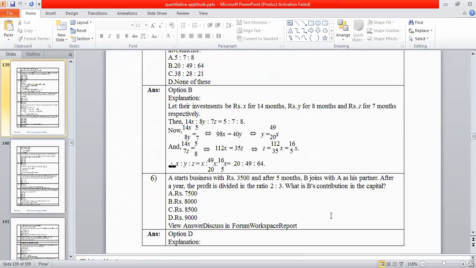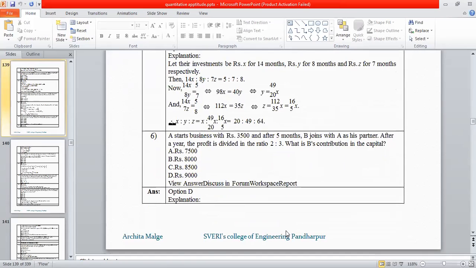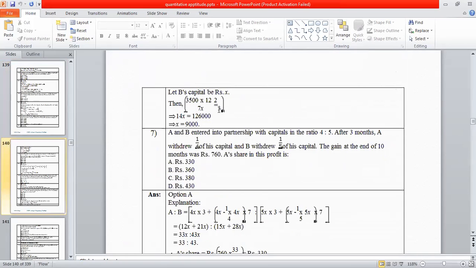Look at this. 3,500, ratio is 2:3. B invested after 5 months. So here we are getting that B's capital, consider it as rupees X. Okay, so at that time 3,500 into 12 divided by 7x is equal to 2/3. That is 2:3. So calculate it and tell me the answer, how it has been calculated.